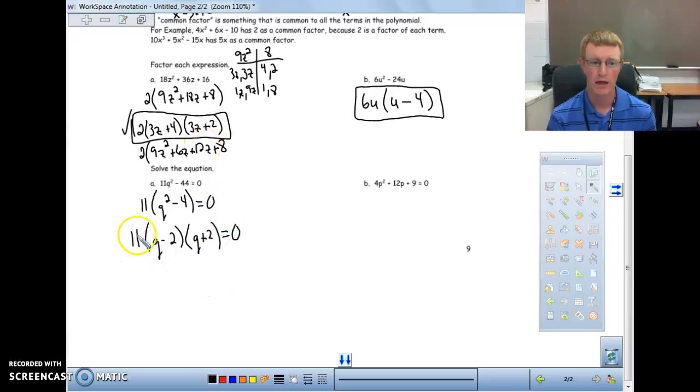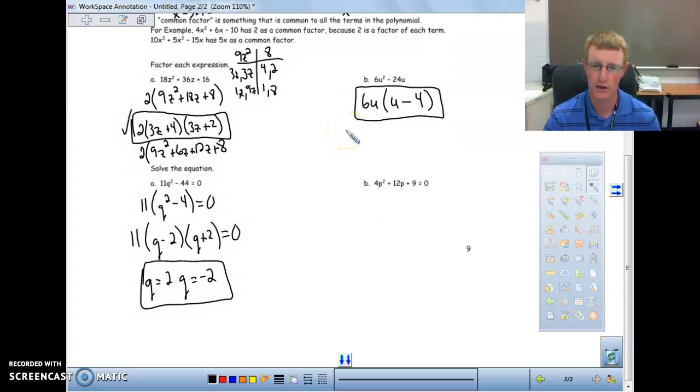equals 0. This 11 is meaningless for solving this because this will never be 0. So we have two solutions here. Q equals 2 and q equals negative 2. There's our two solutions. Okay, I want you to try this one on your own. See where you get with it, factoring it and solving it, and then we'll see how you do.